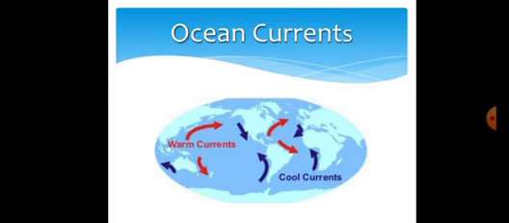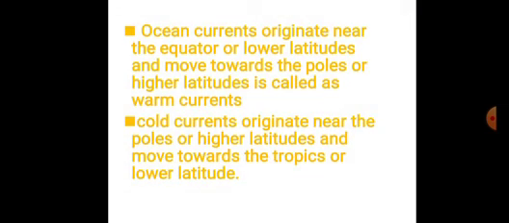So what is meant by warm currents? Warm currents are ocean currents which originate near the equator or lower latitudes and move towards the poles or higher latitudes. Okay, so what is meant by cold currents? Here, the ocean currents originate near the poles or higher latitudes and move towards the tropics or lower latitudes, that means opposite to the warm current, which is called the cold current.